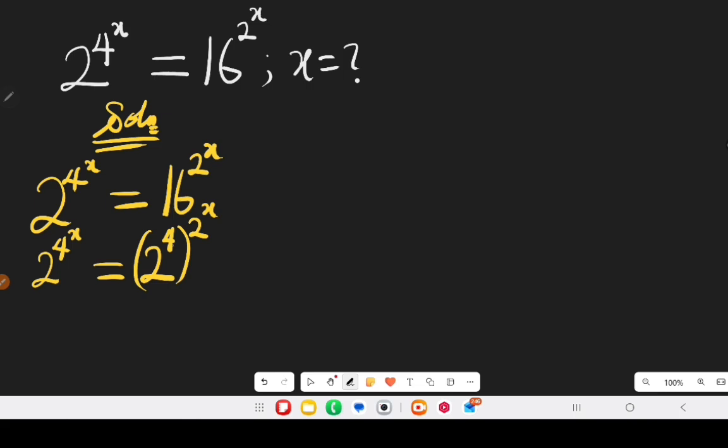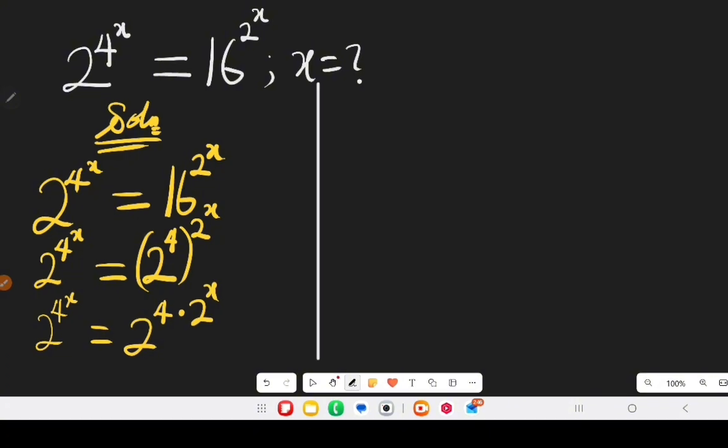Next step, power times power, which is 2 raised to the power of 4 raised to the power of x is equal to 2 raised to the power of 4 times 2 raised to the power of x. Now compare the base. We are going to have 2 cancel 2, left with 4 raised to the power of x equal to 4 times 2 raised to the power of x.